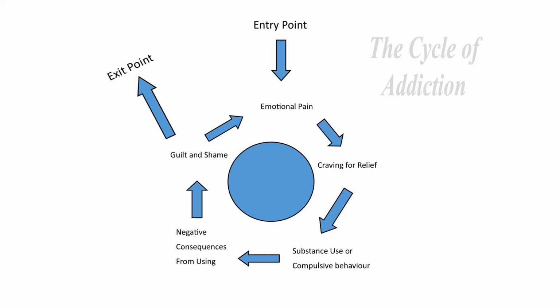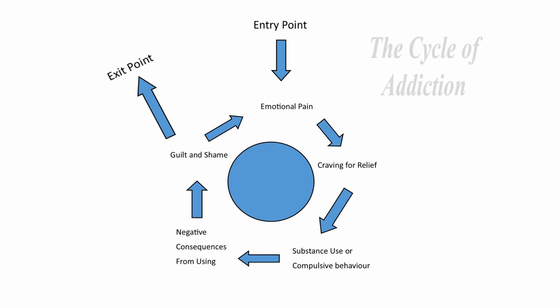We're going to take a very brief look at two cycles that we find very useful at the Living Room. The first is the cycle of addiction, and the other is a version of the cycle of change called the revolving door model. So starting with the cycle of addiction.